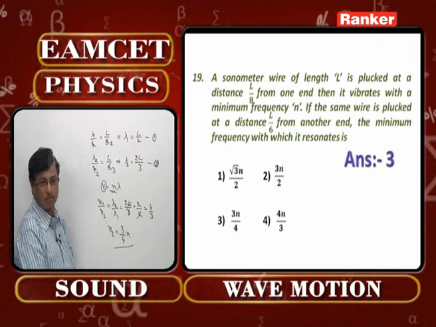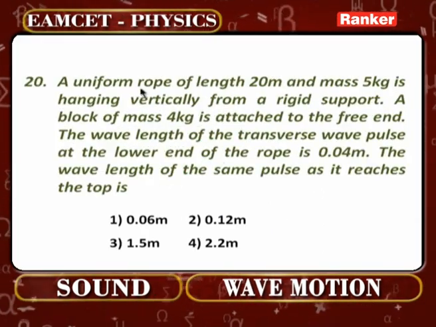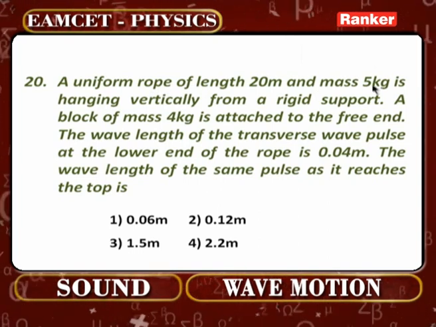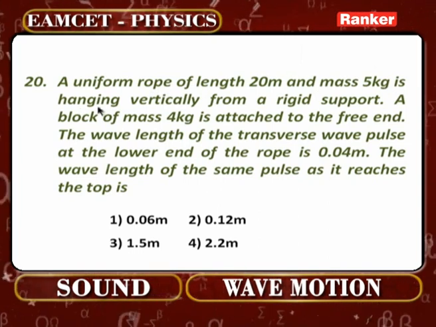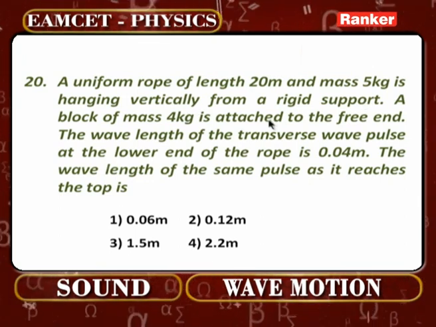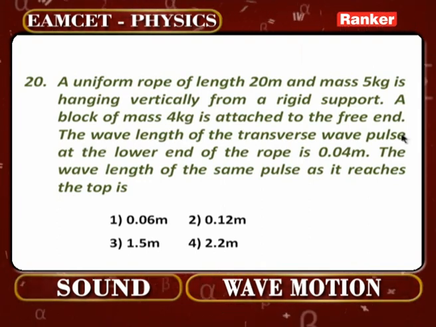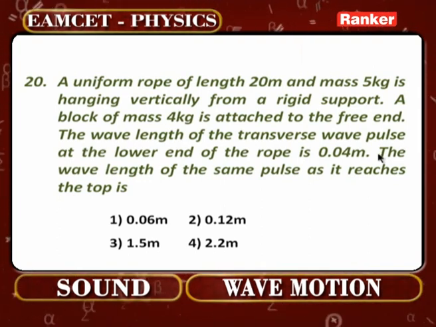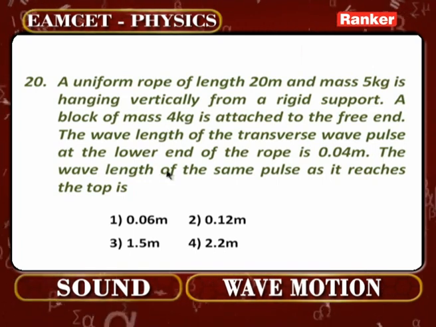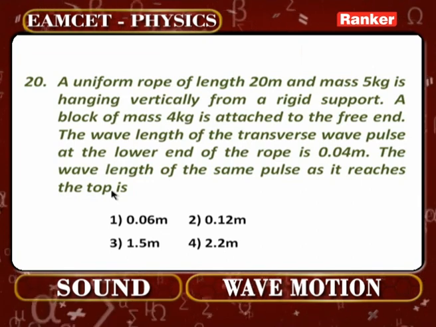Look at that next question, that is question number 20 over here in this case. A uniform rope of length 20 meter and mass 5 kg is hanging vertically from a rigid support. A block of mass 4 kg is attached to the free end. The wavelength of the transverse wave pulse at the lower end of the rope is 0.04 meter. The wavelength of the same pulse as it reaches the top is going to be how much?